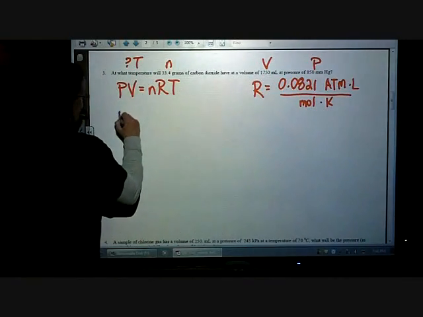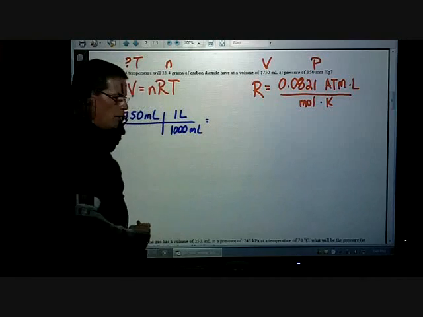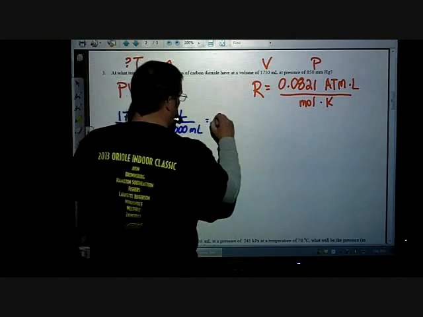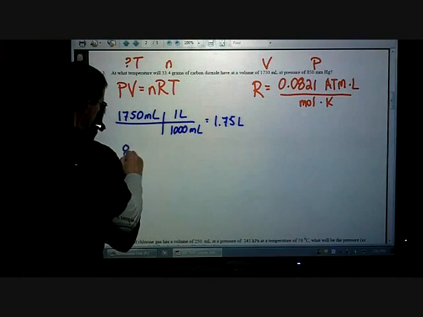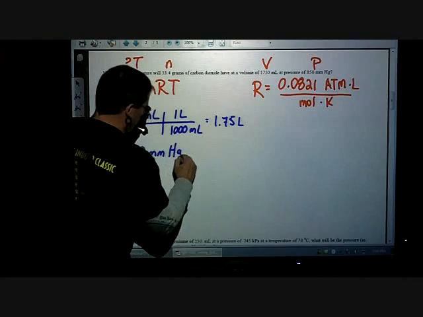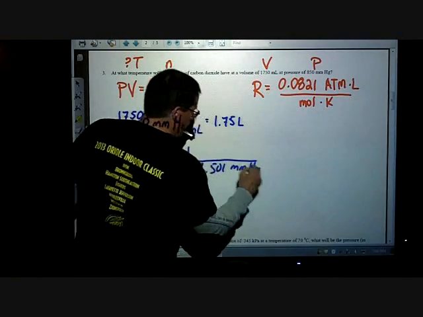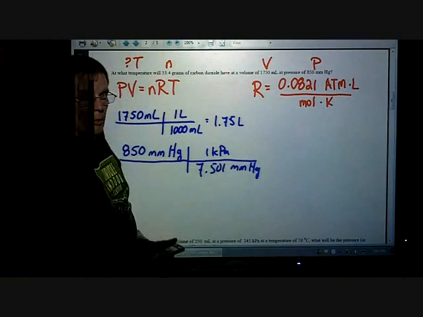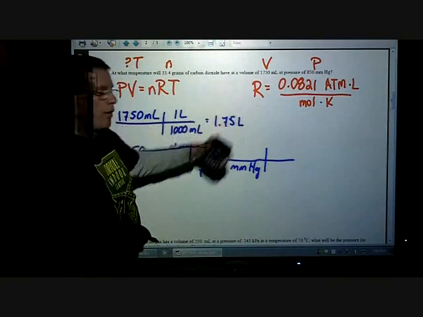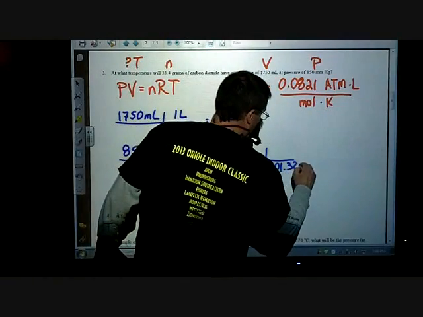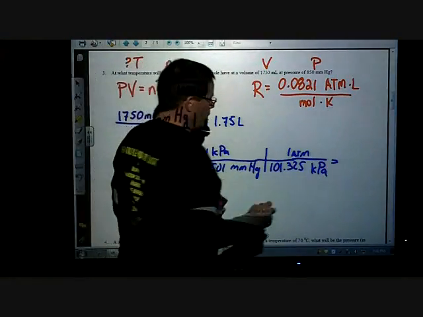So the milliliters, pretty nice, 1750 milliliters. There are 1,000 milliliters in 1 liter, so you don't need to show that step, since I would hope you could move the decimal over 3 places. So 1.75 liters. The pressure, 850 millimeters of mercury. You will be given this conversion, where 7.501 millimeters of mercury equals 1 kilopascal. If you wanted to stop at kilopascals, that's fine, but I'm a big atmosphere fan. If you stop at kilopascals, be sure that you use the correct R for kilopascals. So 101.325 kilopascals for 1 atmosphere, which gives around 1.12 atmospheres.